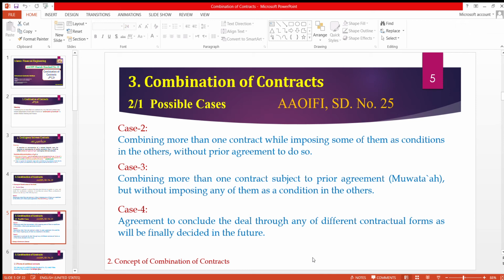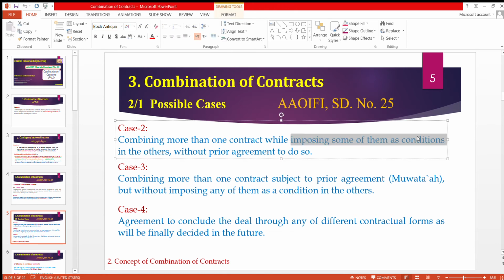I sold you my commodity on the condition that you sell me your commodity. Here there is a connection: combining more than one contract while imposing some of them as conditions. So this second case is known as ishtarat aqd fi aqd. It is not permissible in Sharia.